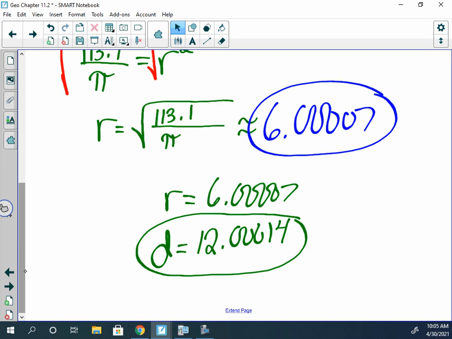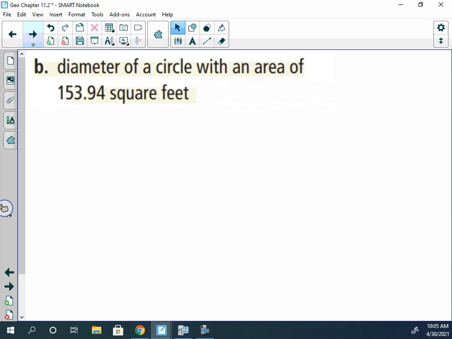Any questions on any of this here? Are we good with this here? Let's look at another one. The diameter of a circle with an area of 153.94 square feet. So we want to find the diameter again.